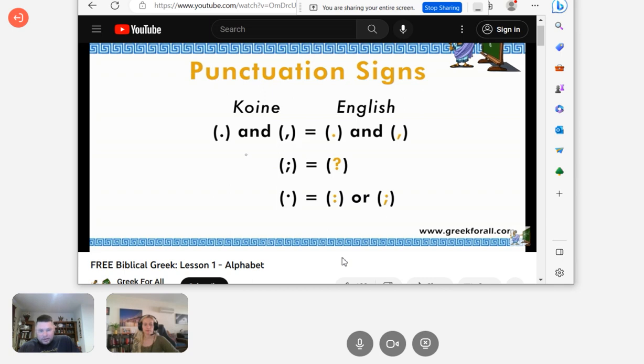The punctuation signs. There are four punctuation signs in Greek. The first ones are period and comma, and they correspond to period and comma in English. The next one is a semicolon, which corresponds to a question mark in English. So every time you see the semicolon in the biblical text, it is actually a question mark in English, which indicates that that sentence in the Greek text is a question. And the last one is a colon, which is just a dot above the line, and it corresponds to a colon or a semicolon in English.